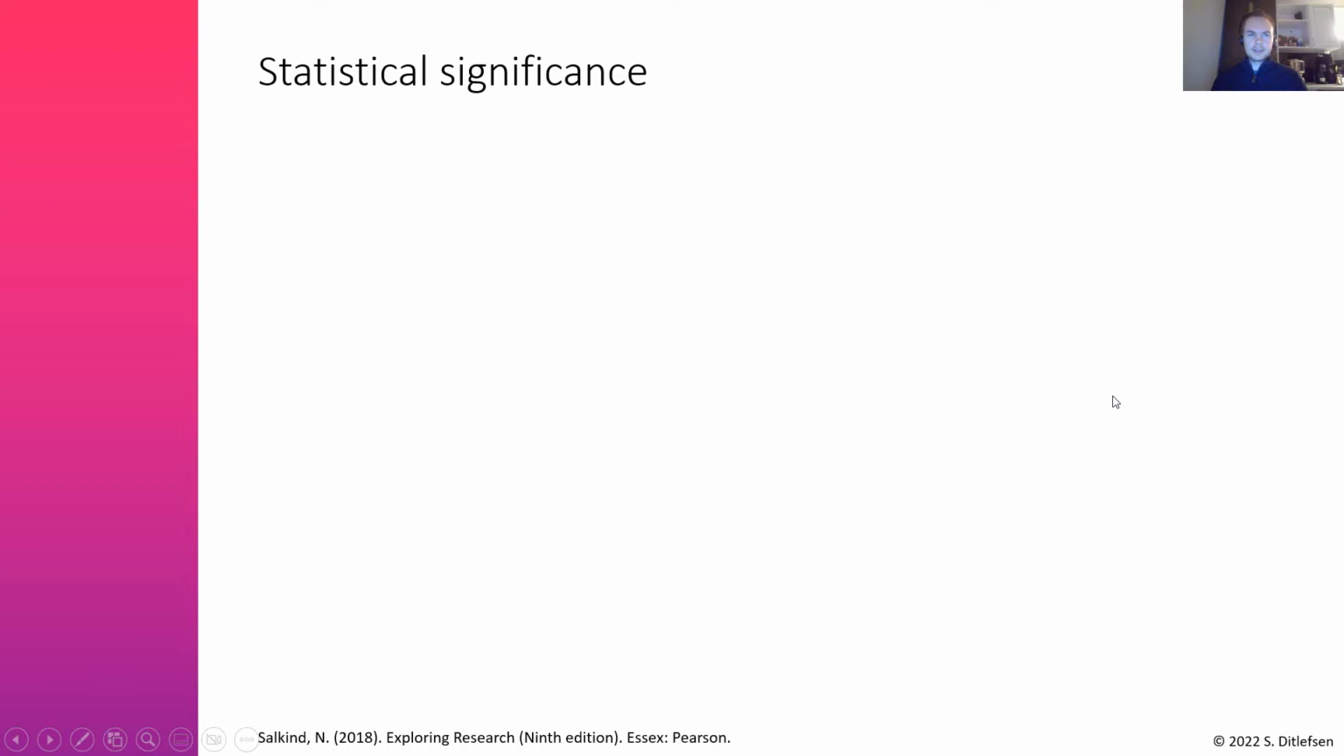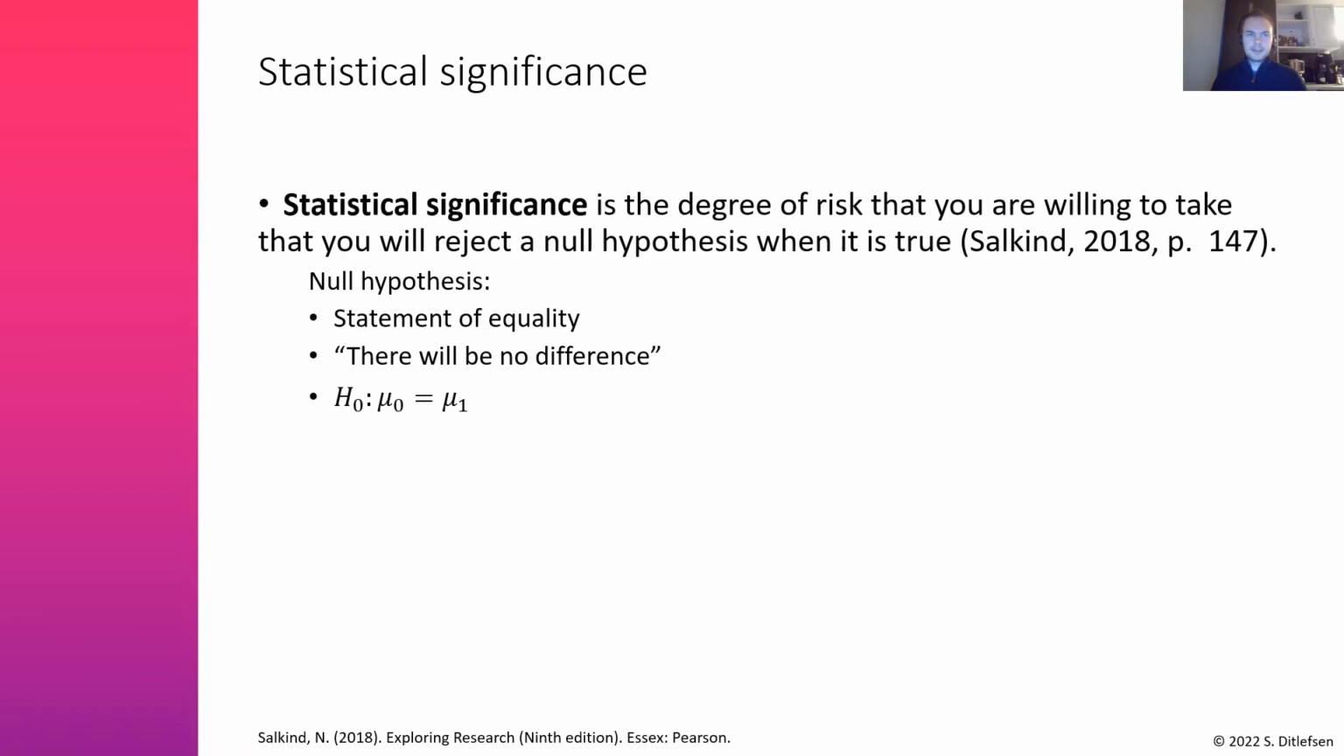So let's start with statistical significance. Statistical significance is the degree of risk that you're willing to take that you will reject a null hypothesis when it's true. So what is a null hypothesis? We had it earlier, but it's a statement of equality. There will be no difference. And we write it like H0: μ0 equals μ1. So there is no difference.